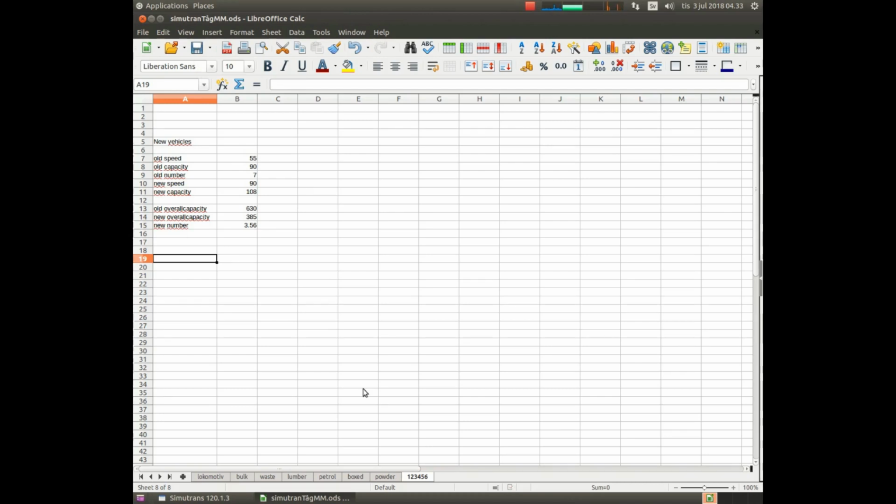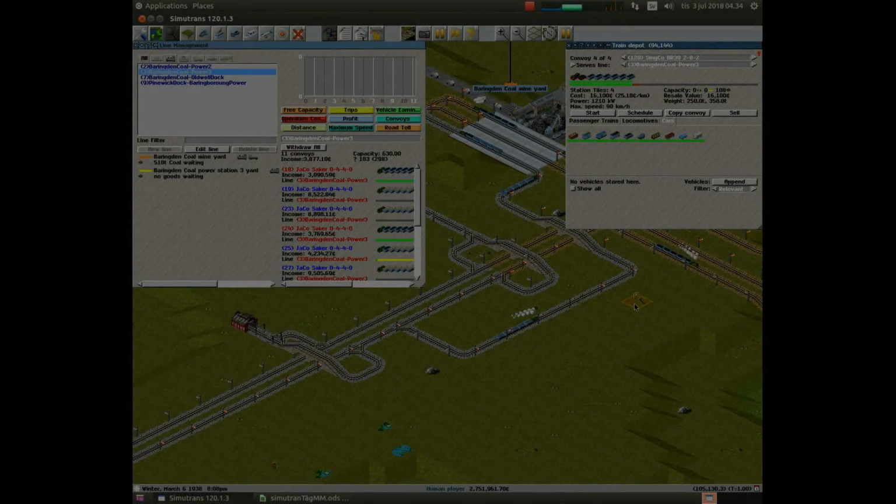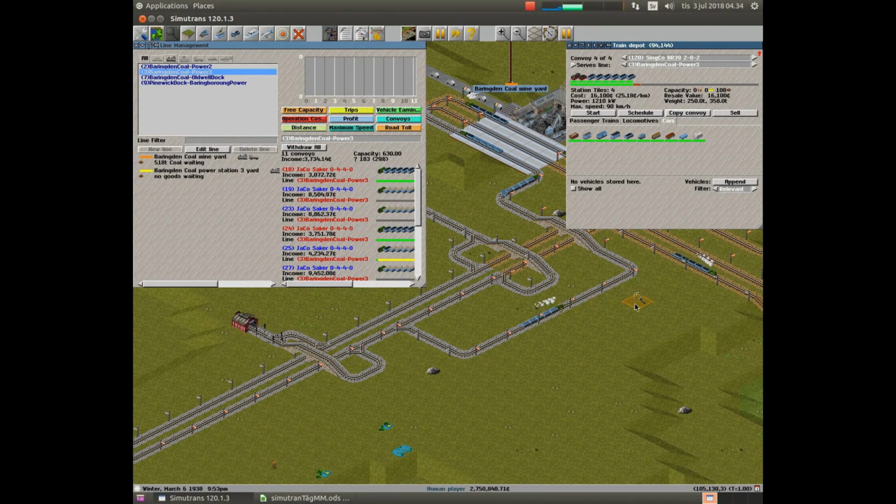Alright, it takes a little time, but next time we only need to put in the speed, the capacity and so on. And if we work with trains, we will probably only change the number of trains we have. And after that, it's calculating everything for us. Alright, 4 new trains. Let us now build 4 new trains. Alright, I have 4 new trains, so let them out of the depot.